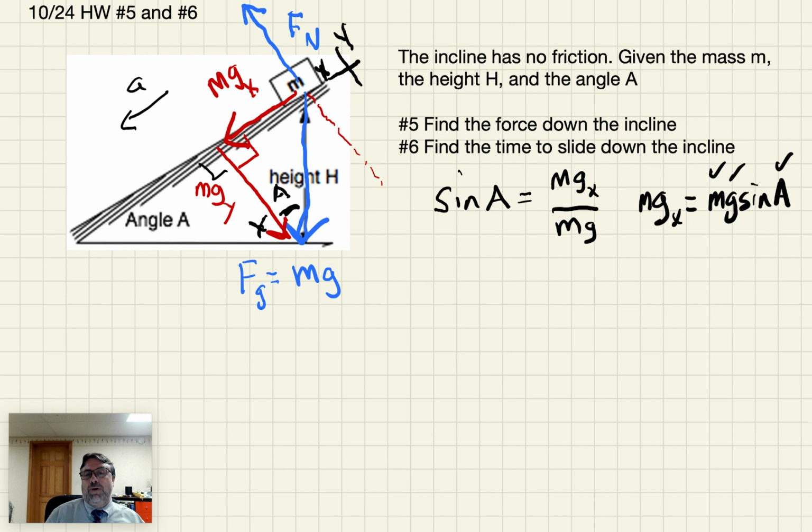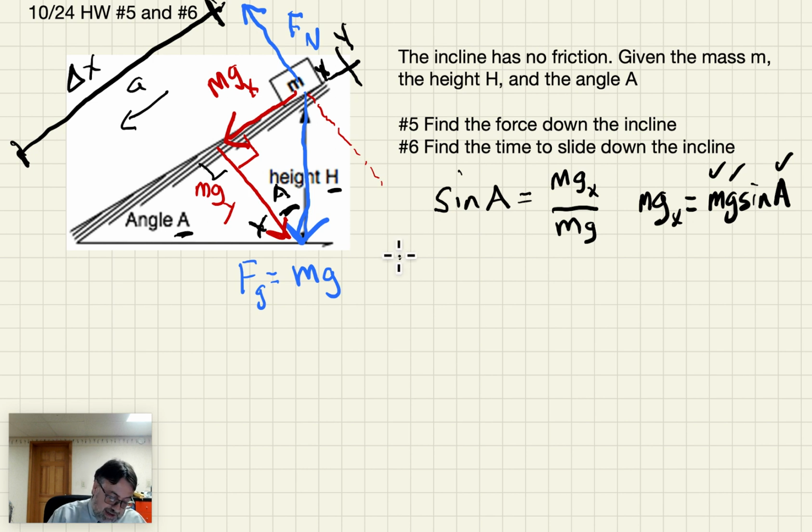So number 6 is a little bit trickier. Because in number 6, they tell me the h. So in this problem, I know h and I know the angle A. But they don't tell me this distance down the incline. That's my actual delta x. So that distance down the incline is actually the hypotenuse of this incline. So I can set up trig functions to actually find out what that delta x is.